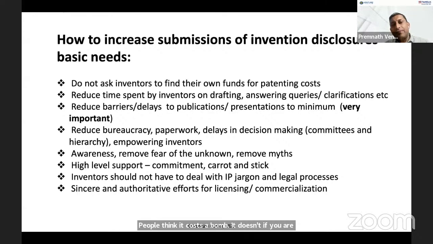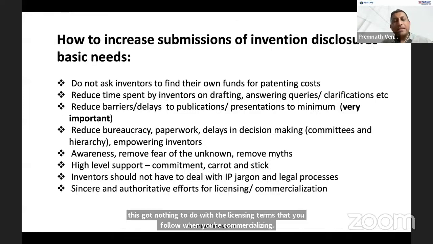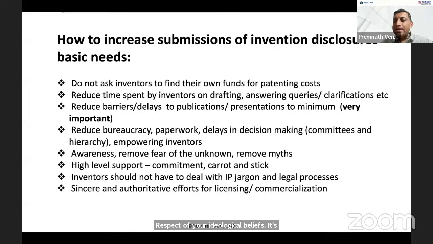Or the fact that people confuse the fact that you have a patent with what you do with it, right? You can always have a patent, get the credit of being the inventor. And if you want to give it away, that's up to you, right? It is not necessary. It has got nothing to do with the licensing terms that you follow when you're commercializing, irrespective of your ideological beliefs. It's just a matter of protecting it. And as I said, nobody will invest if you don't have protection, right?